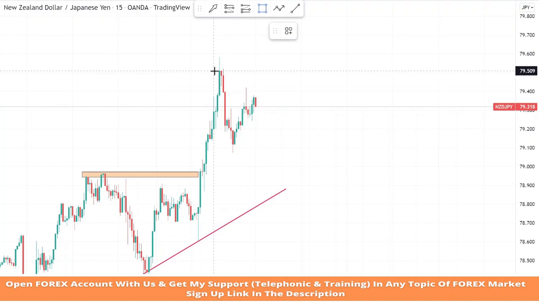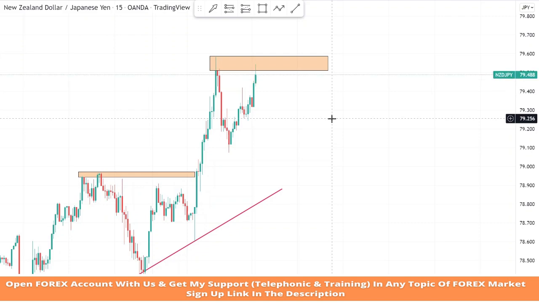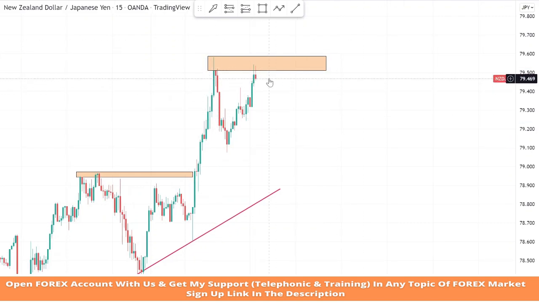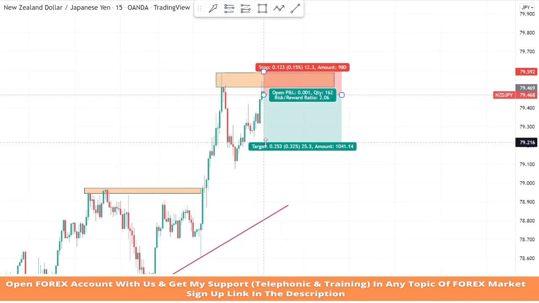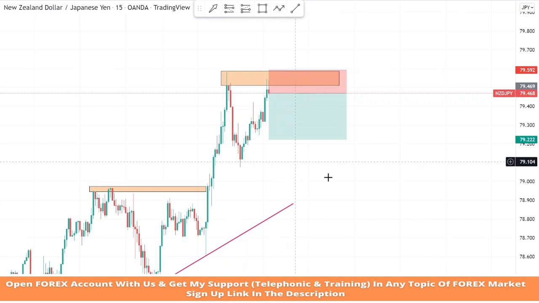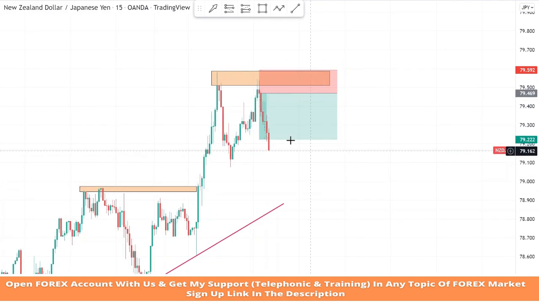Now we will draw a resistance area to see market movements on this level. As we can see, market is getting rejection from resistance area. It's a confirmation of sell trade. We will set stop loss at resistance area and risk to reward will be 1:2. We won this trade.